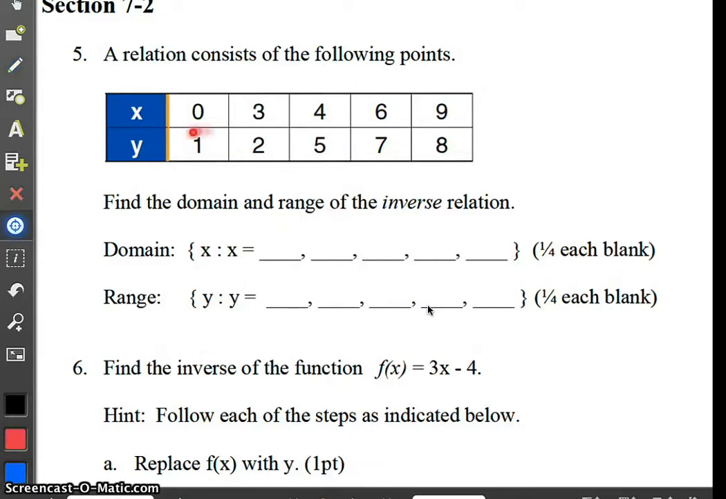So these values right down here, we're going to go here, here, here, here, and here. And these values right up here are going to go here, here, here, here, and there. So let's go ahead and do that. The inverse of this relation, I'm going to put 1, 2, 5, 7, and 8. Then it's going to be 0, 3, 4, 6, and 9. Okay, and that's all there is for number 5.